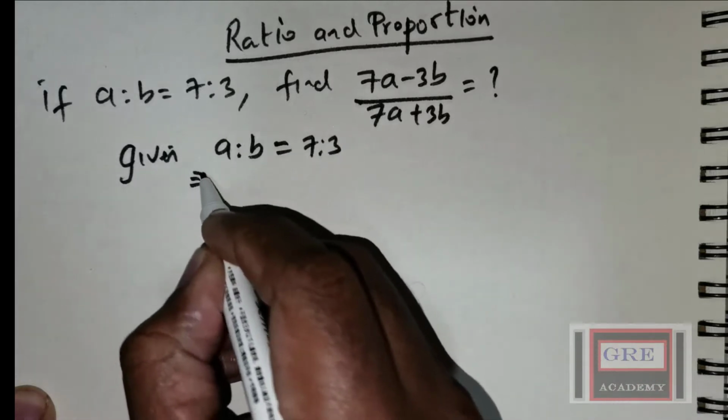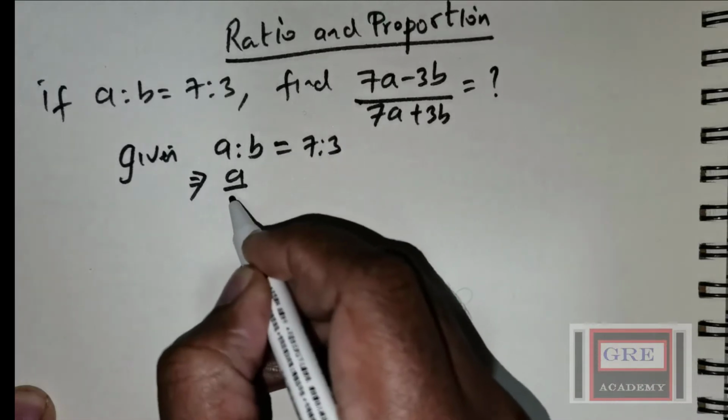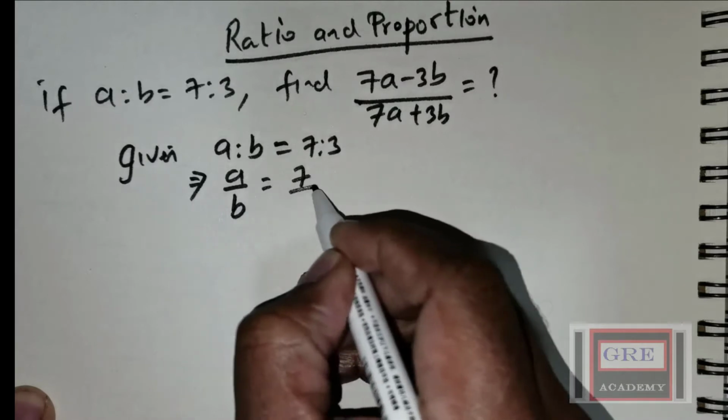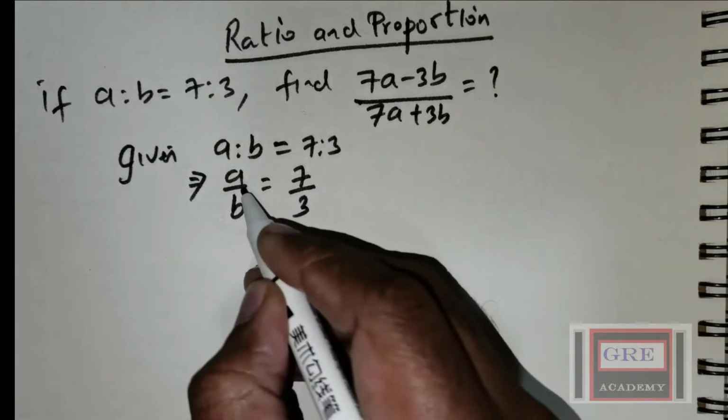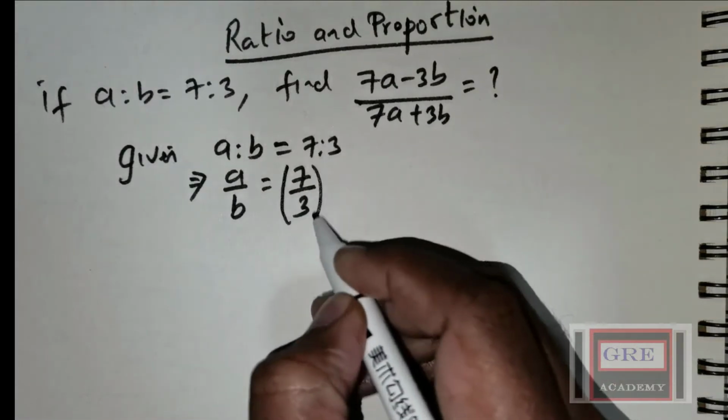Now the meaning of this is, it means A divided by B is 7 divided by 3. So this is the understanding that they want to convey to you all. So you have got A over B as 7 over 3.